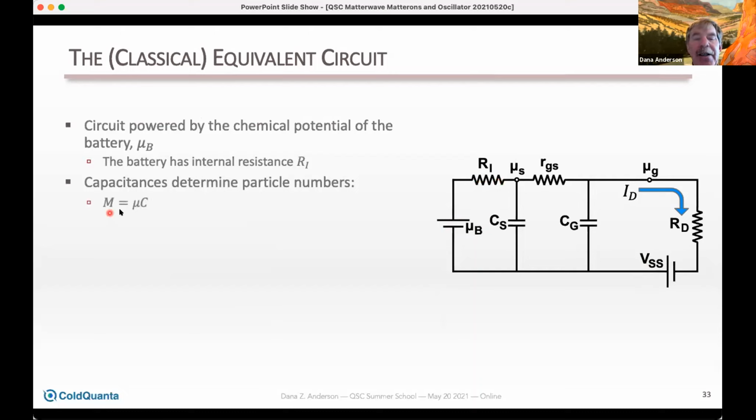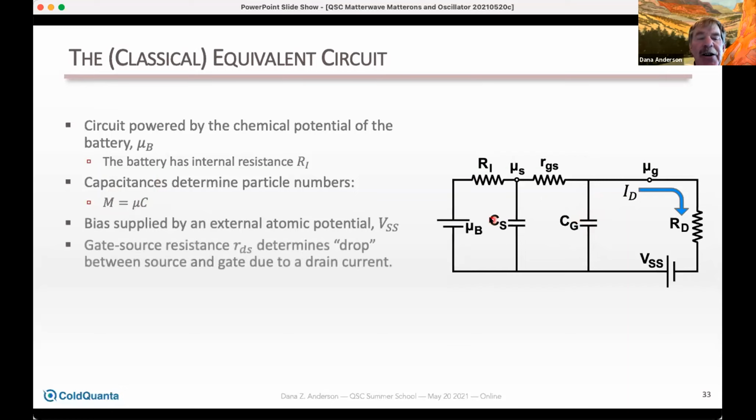And here I've written these capacitances. They determine the number of atoms or the mass, simply given by an equation very similar to what we see in electronics, where the number of particles, in electronics it would be the charge, is given by the chemical potential, in electronics that's the battery potential, times the capacitance. So these capacitors determine how much mass or how many particles are in this region of the circuit.